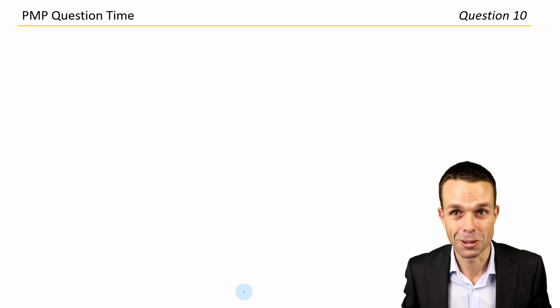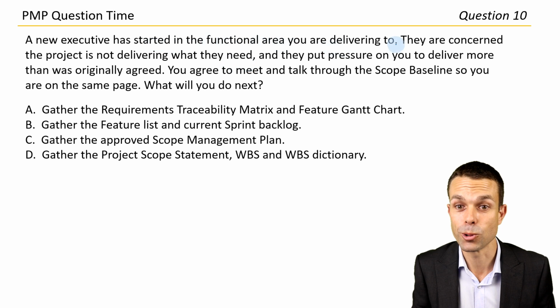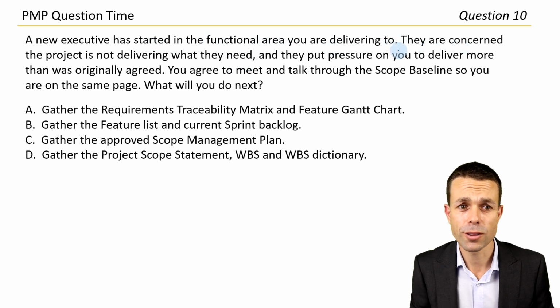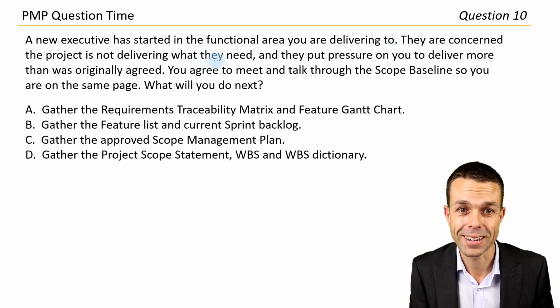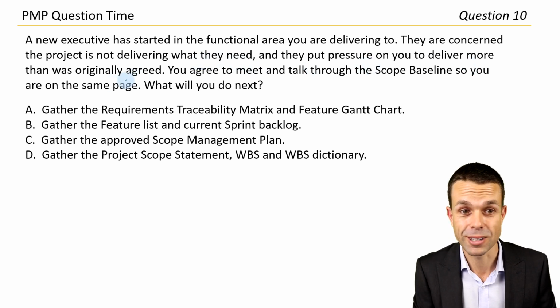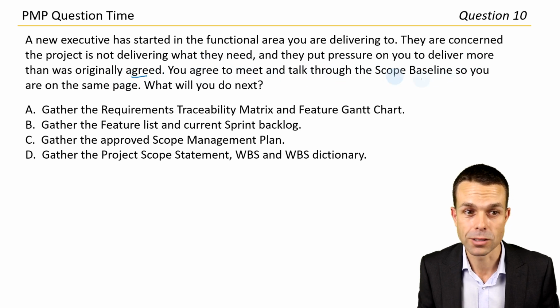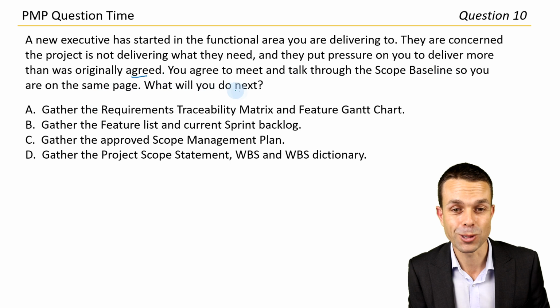All right, that was really, really good. A new executive has started in the functional area that you're delivering to. They are concerned that the project is not delivering what they need, and they put pressure on you to deliver more than what was originally agreed. You agree to meet and talk through the scope baseline so you are on the same page. What will you do next?